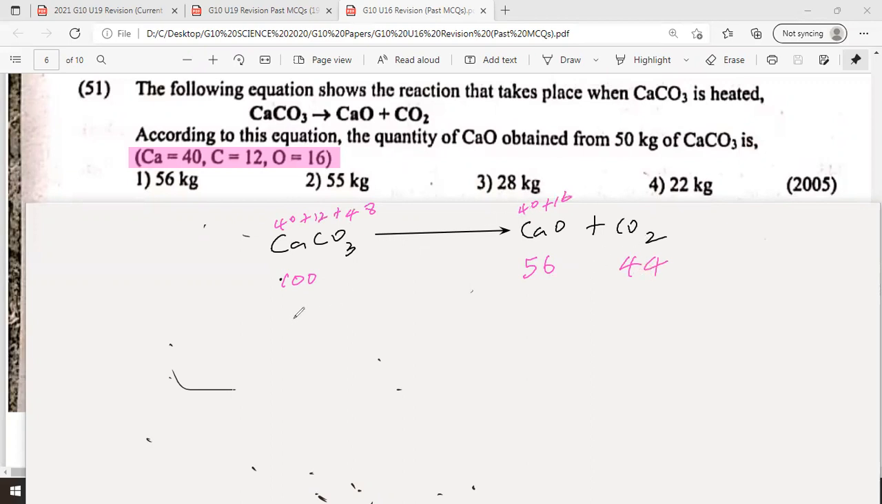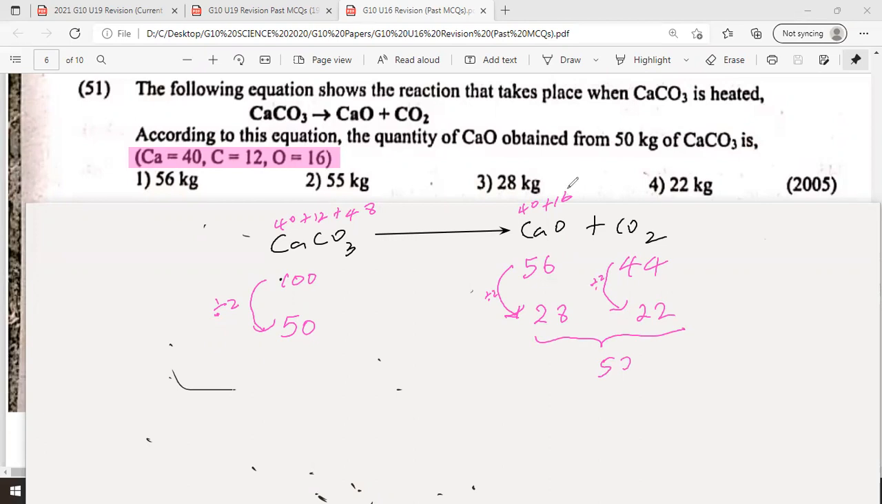So the question is, according to the equation, the quantity of calcium oxide that can be obtained from 50. So from 50 you can get what? 100 becomes 50, divided by 2. 56 also becomes half, so it becomes 28. This also becomes half, divide by 2, it becomes 22. If you add these, again it becomes 50. Is that clear?